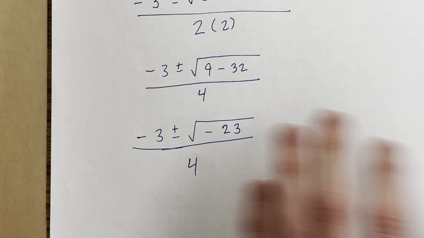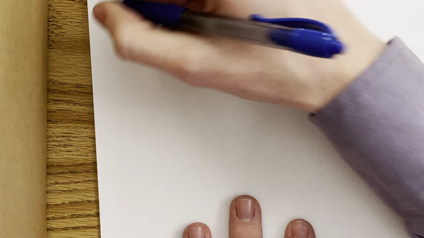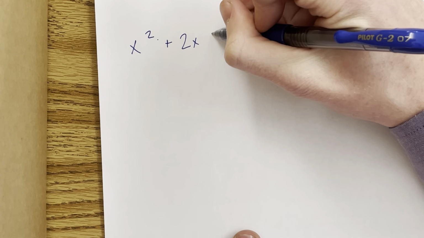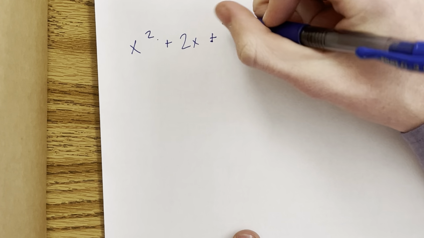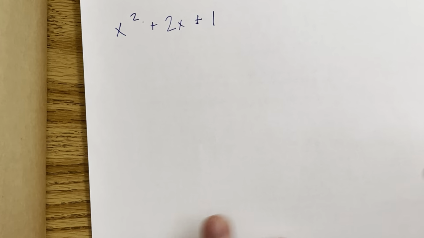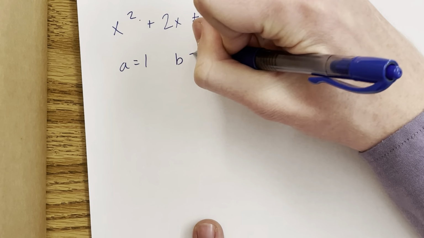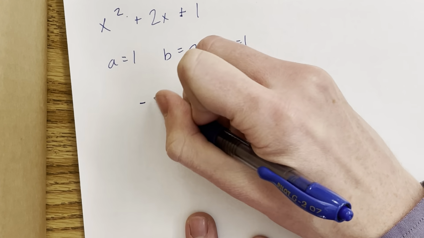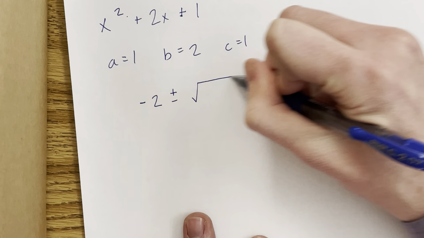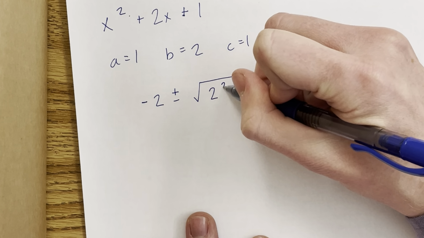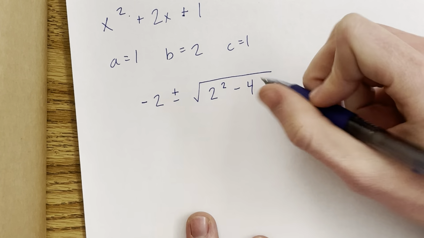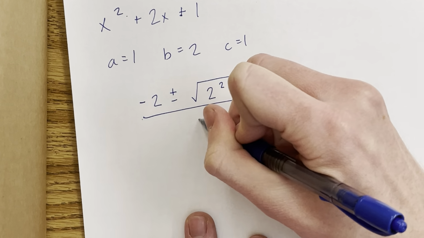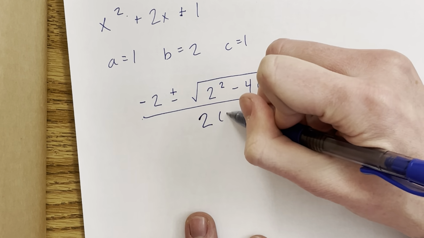Let's do another example. Let's say, for example, we have x squared plus 2x plus 1. So in this case, a equals 1, b equals 2, and c equals 1. So this would be negative b, which is 2, plus or minus the square root of b squared, which is 2 squared, minus 4 times a, which is 1, times c, which is 1. All of that over 2 times a, which is 1.